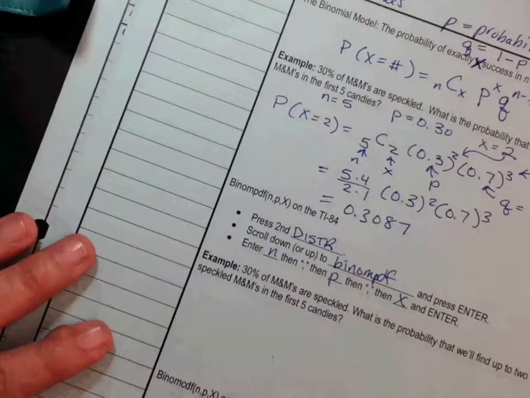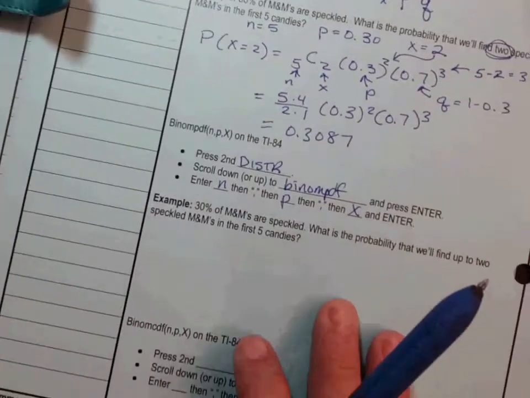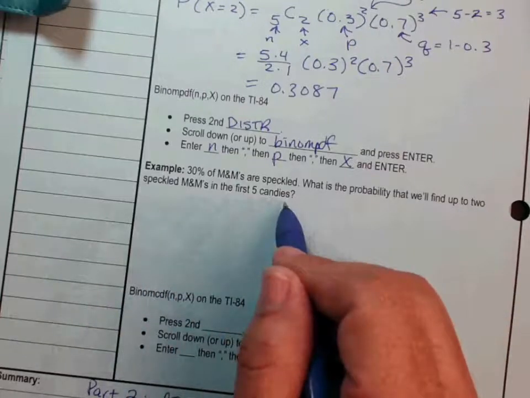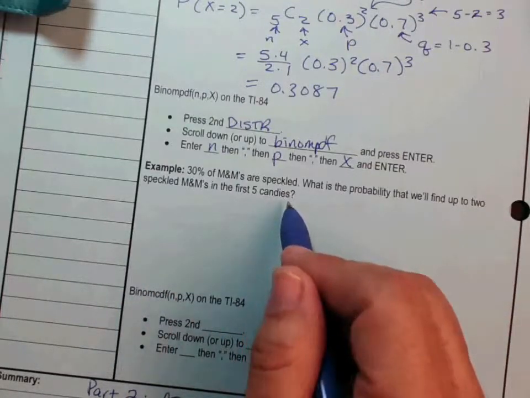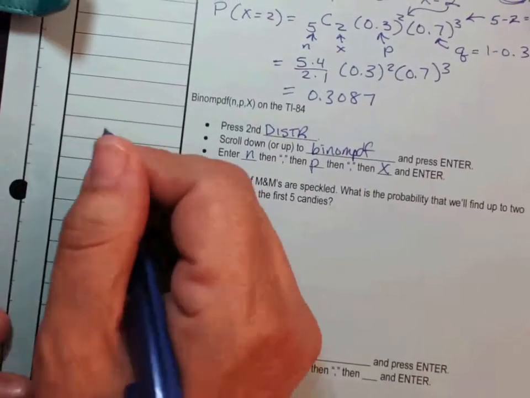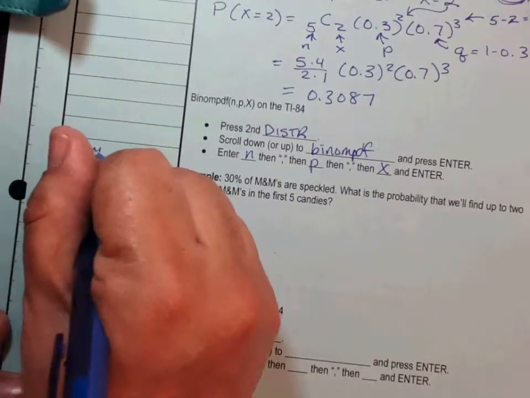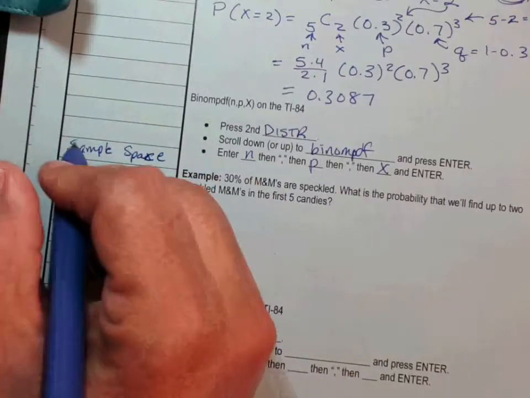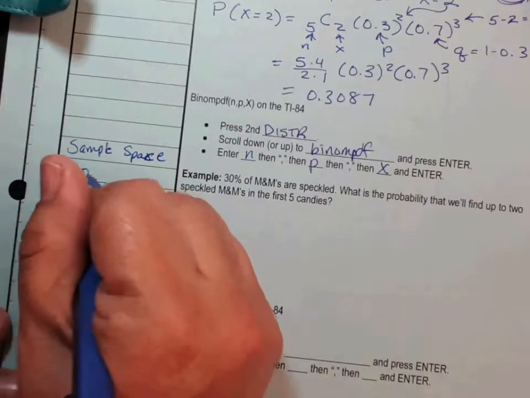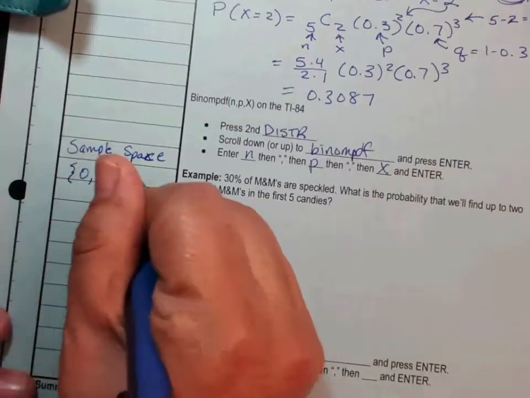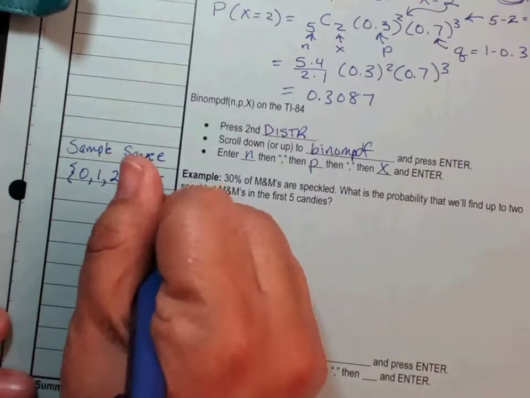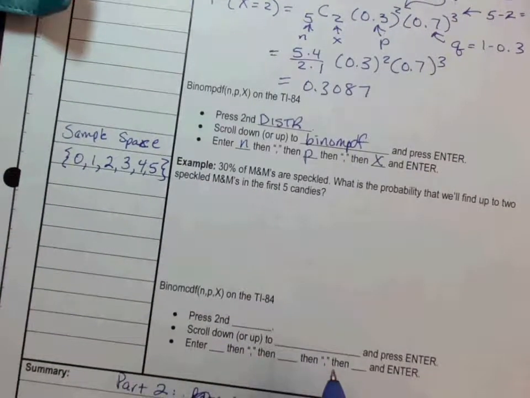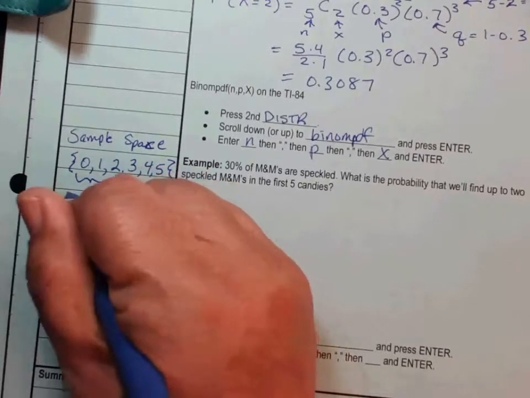Okay. Now we're going to ask a different question. What is the probability we'll find up to 2 speckled M&Ms in the first 5 candies? So it's really important to understand, on here I'm going to write the sample space for X, for the variable. Okay? What can X be? Pretend that's X can be, well, I could have 0 speckled, 1 speckled, 2 speckled, 3 speckled, 4 speckled, or 5 speckled. All right? Up to 2. What counts as up to 2? Here. Up to 2.